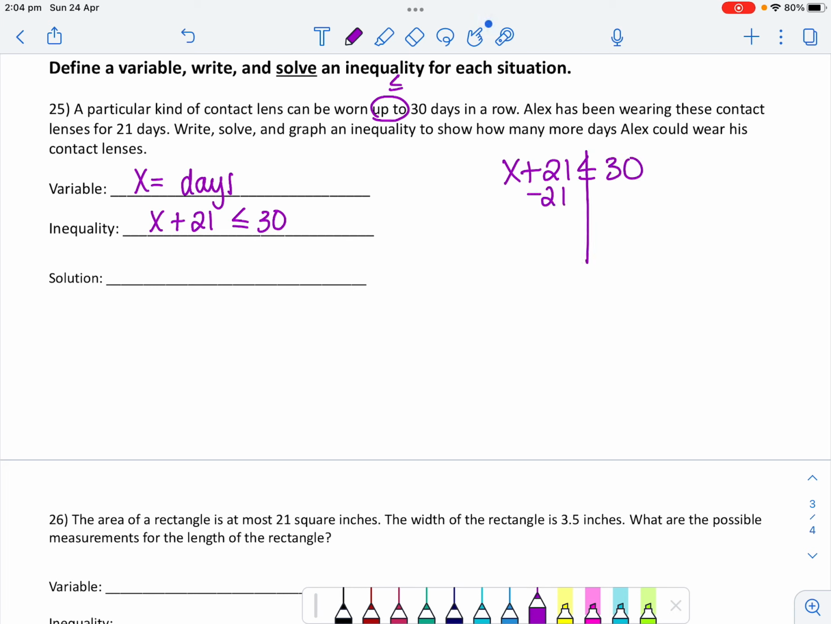And I'm going to subtract 21. So X is less than or equal to 9 more days.